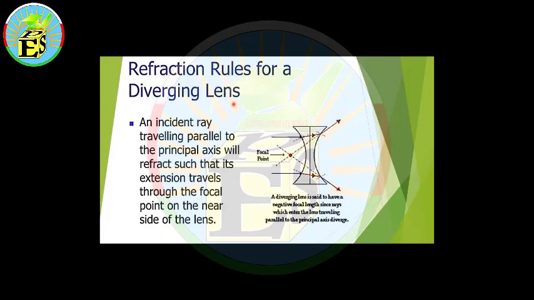Refraction rules for a diverging lens. An incident ray traveling parallel to the principal axis, this is the principal axis, will refract such that its extension travels through a focal point on the near side of the lens. A diverging lens is said to have a negative focal length, since rays which enter the lens traveling parallel to the principal axis diverge.